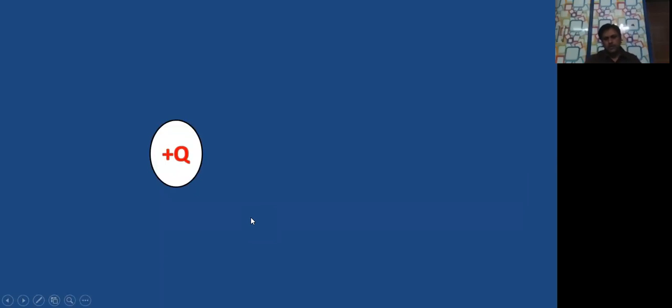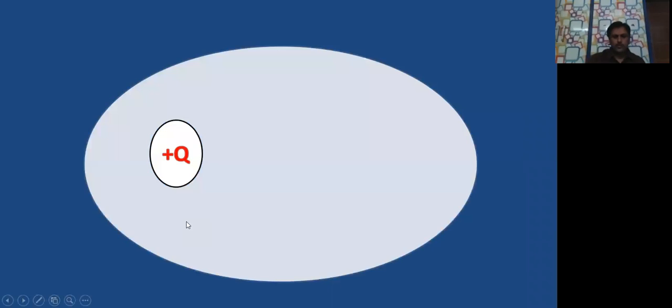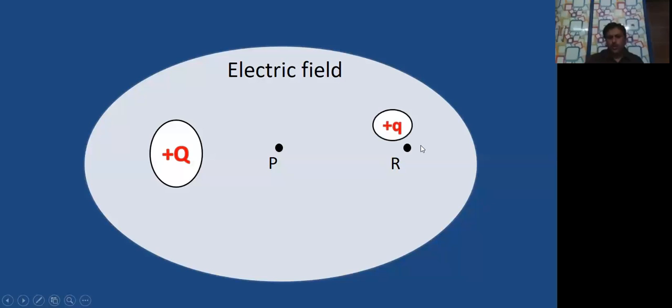For that purpose, I am using this example. On the screen, what are you seeing? You are considering a charge plus Q. Now this is the electric field of the charge plus Q. Now I am taking a point P inside the electric field. Consider this point P. Similarly, consider another point R in that electric field.